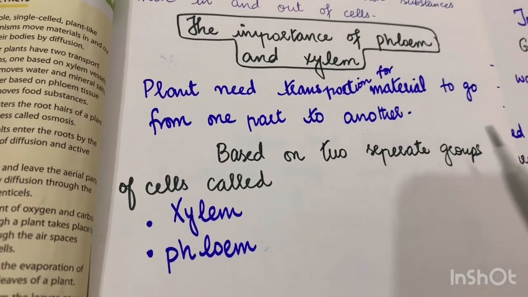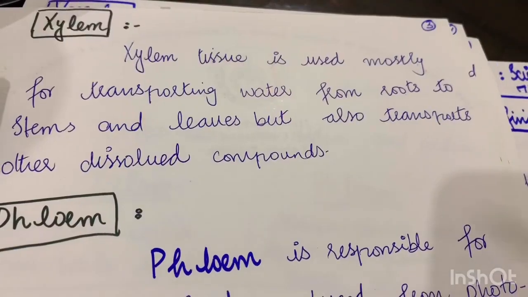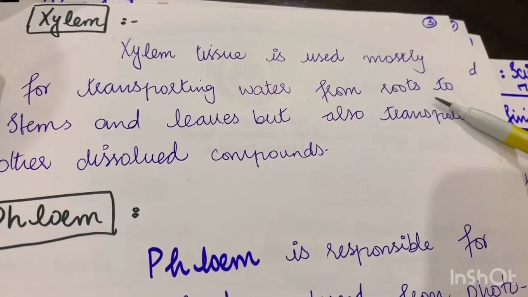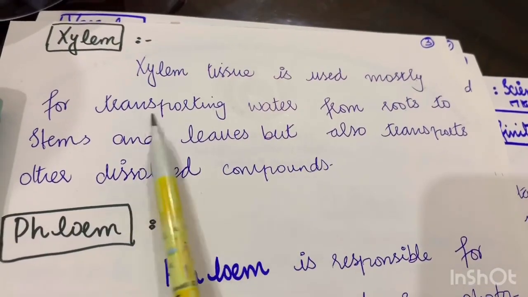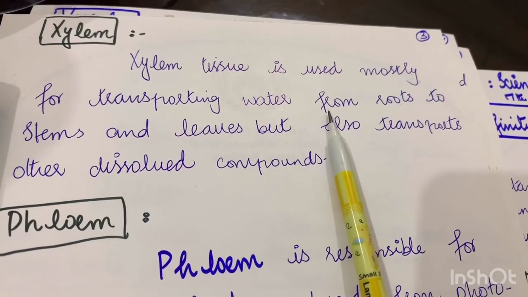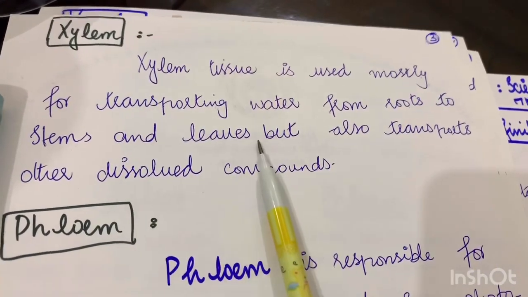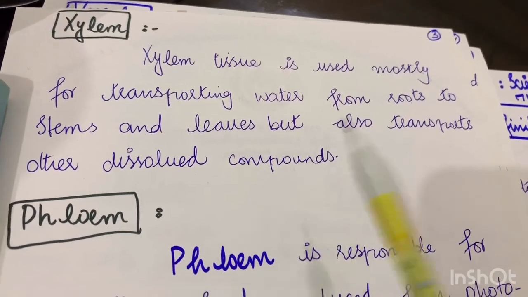So basically we are going to see what the xylem is, what its functions are, how it is actually doing its job, and the phloem as well. Xylem tissue is used mostly for transporting water from the roots to the stems and leaves. So the function of xylem is to transport water. First, it transports the water from the roots, then to the stems, and then to the leaves, but it also transports other dissolved compounds.